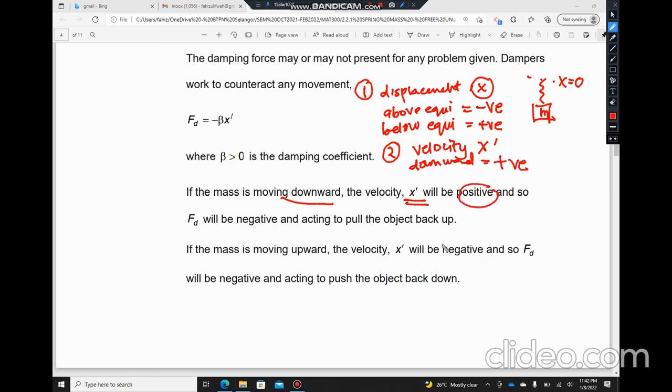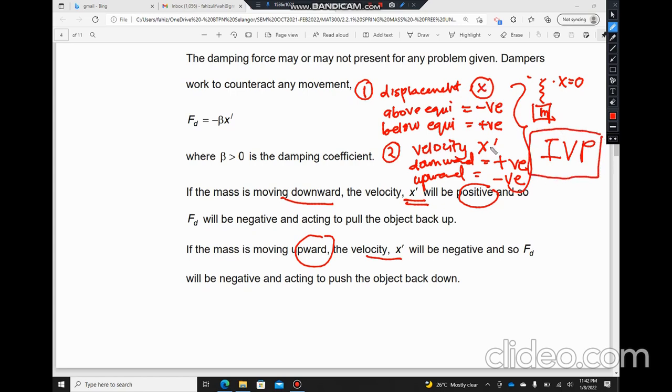Kat sini will be positive. And then velocity dia kalau dia upward, moving upward, dia adalah nilai yang negatif. So dua benda ni lah yang awak kena ingat. Yang ni sebenarnya adalah initial value problem. Kalau diberi initial value problem, kita boleh catatkan nilai x dengan x prime. So nanti yang tu saya akan tunjukkan by example.